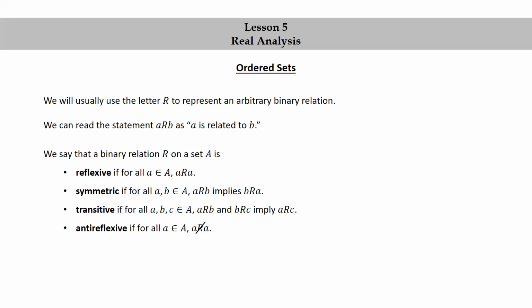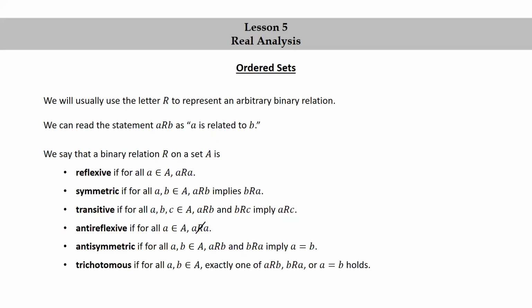Anti-reflexive if for all a in A, a is not related to a. Antisymmetric if for all a, b in A, a related to b and b related to a imply a equals b. And trichotomous if for all a and b in A, exactly one of a related to b, b related to a, or a equal to b holds.